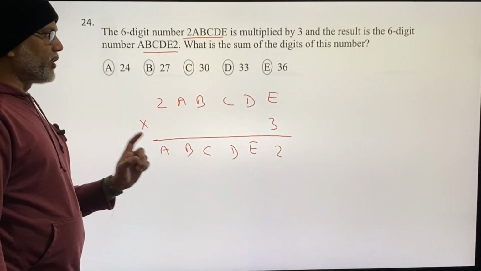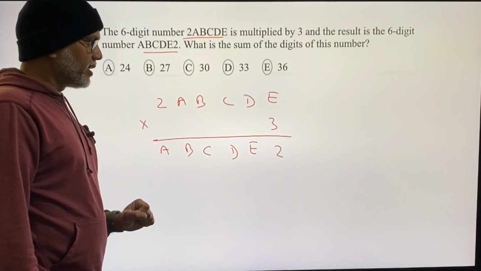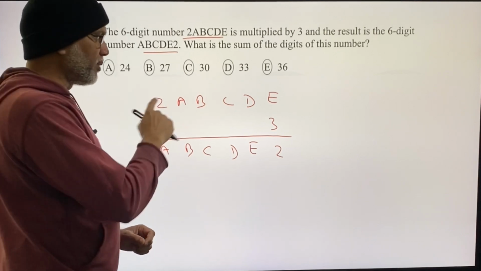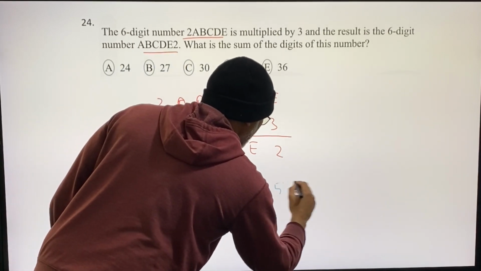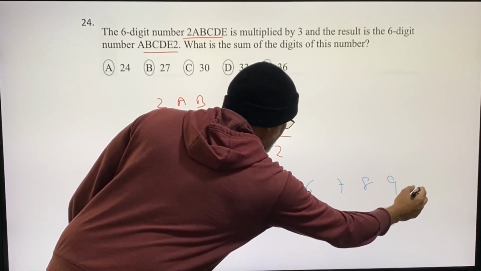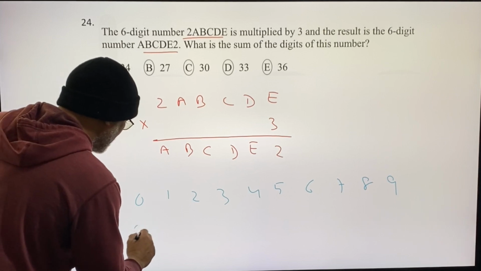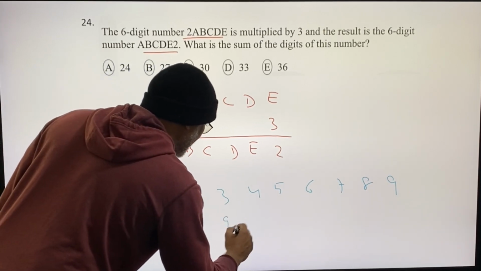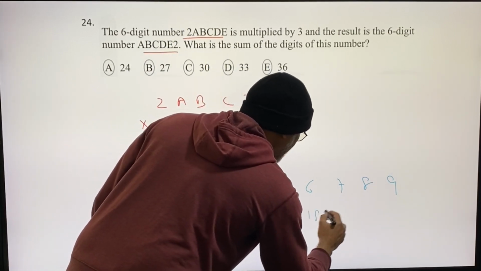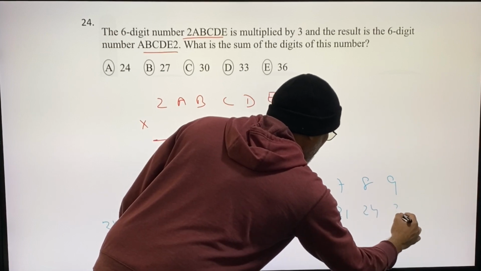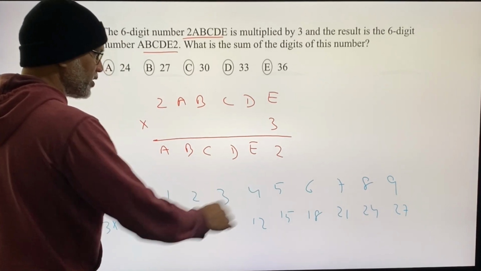All right, so one thing to note here is I'm multiplying 3 with E and I'm ending up with 2 at the unit place. So it will be helpful to write down the multiplication table of 3. Let me do that. So 0, 1, 2, 3, 4, 5, 6, 7, 8, 9. So 3 times 0 is 0, 3, 6, 9, 12, 15, 18, 21, 24, 27. All right, so this is a multiplication table for 3. 3 times 0 is 0, 3 times 3 is 9, and so on and so forth.